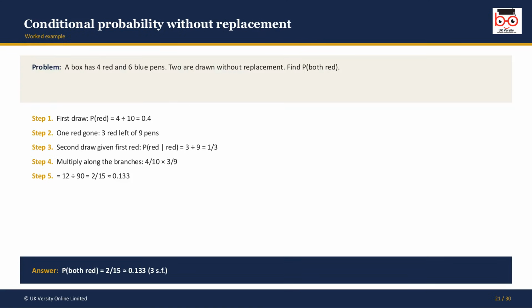Let's see it. A box has 4 red and 6 blue pens, 10 in all, and we draw 2 without replacing the first. On the first draw, the probability of red is 4/10, or 0.4. Now 1 red's gone, leaving 3 reds among 9 pens, so the probability of a second red, given the first was red, is 3/9, a third. Multiplying along the branches, 4/10 times 3/9 gives 12/90, which simplifies to 2/15, about 0.133.